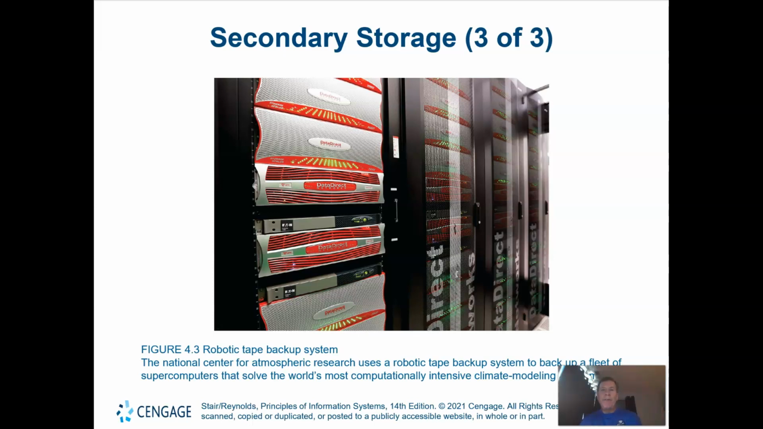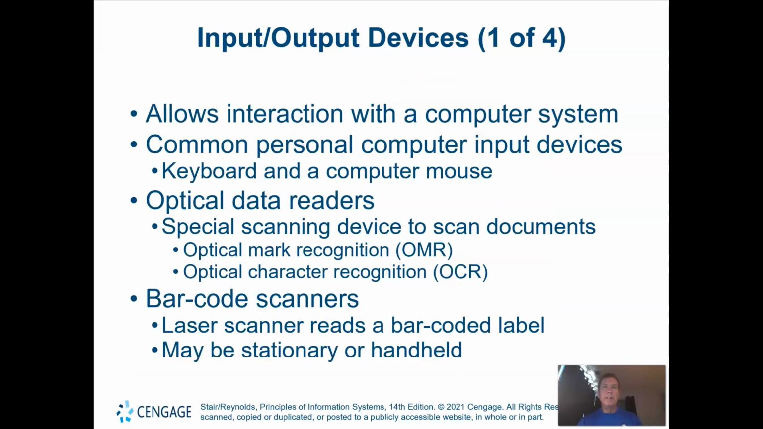So you're looking at figure 4.3 here, which shows how the National Center for Atmospheric Research uses robotic tape backup to back up or cross-check their data of their fleet of supercomputers that are solving some of the world's most computationally intensive climate modeling problems. So I think that's very exciting. Like I said, there are lots of forms. I just wanted to touch on the topics themselves.